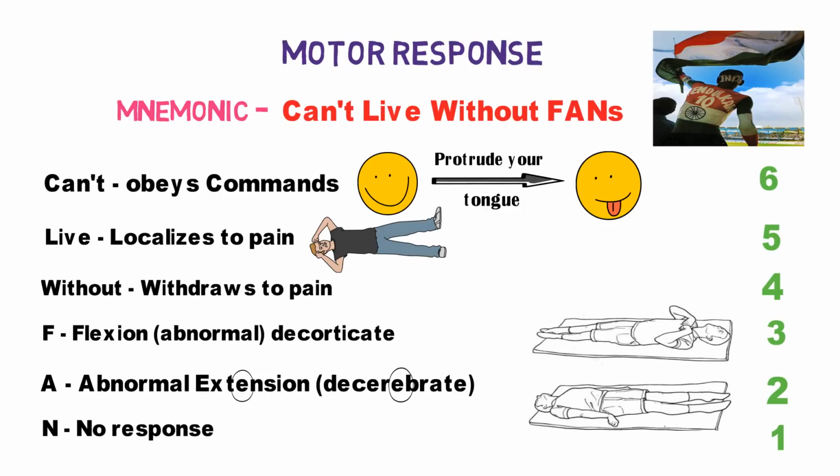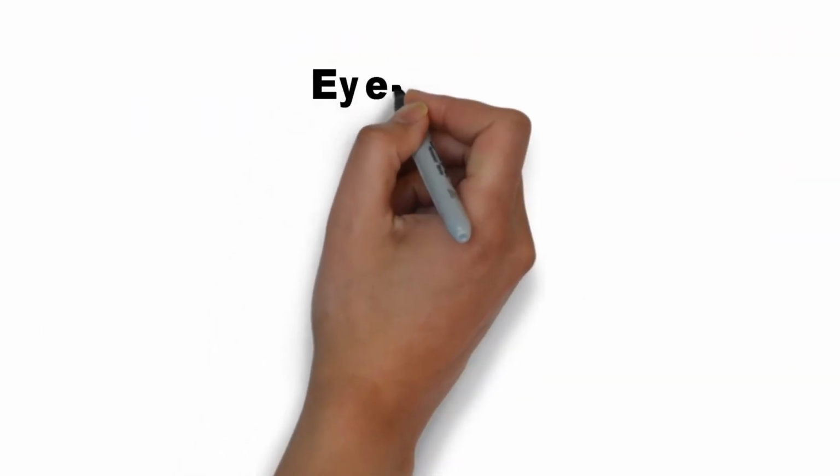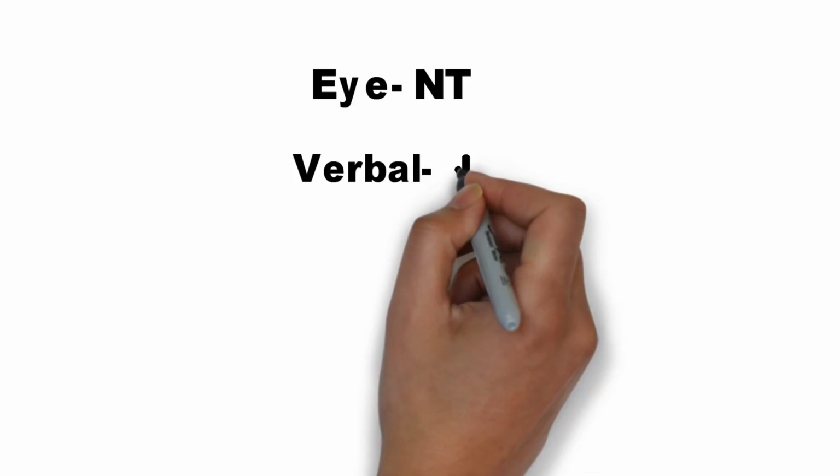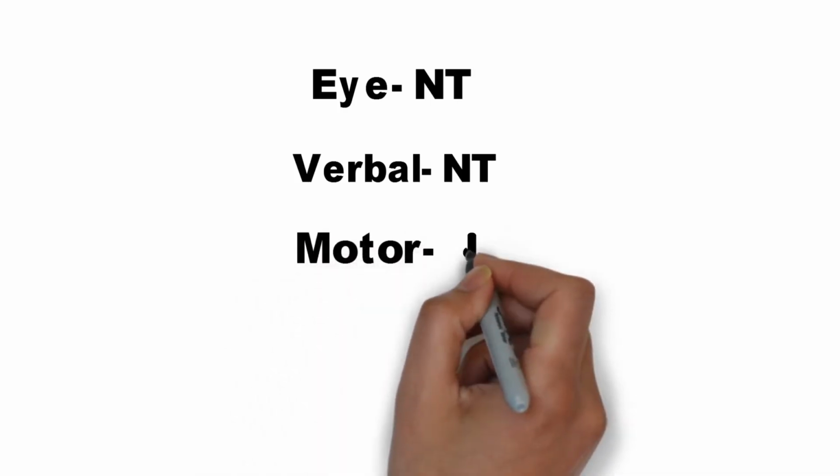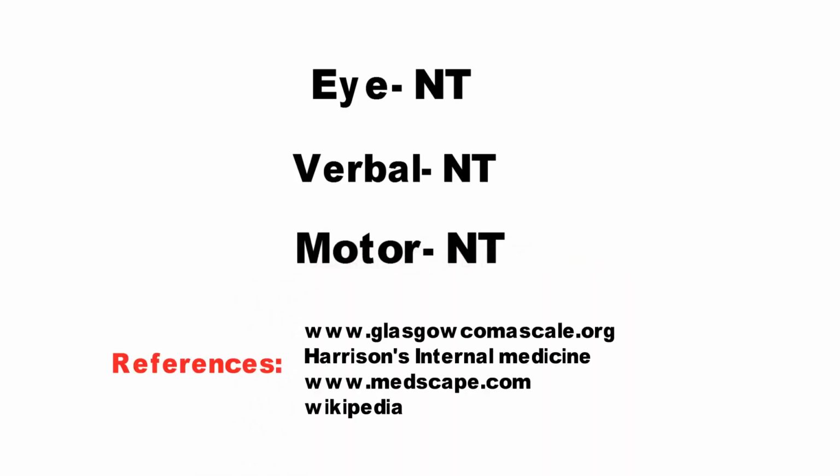After assessing the patient, you have to sum up the scores of all three responses. That will be the GCS score out of 15. If there occur some local factors which interfere with eye opening, then eye response is noted as not testable. If patient can't verbalize, like if intubated or tracheostomized, then verbal response is noted as not testable. Or if patient is paralyzed due to some reasons, then motor response can't be tested and is noted as not testable.